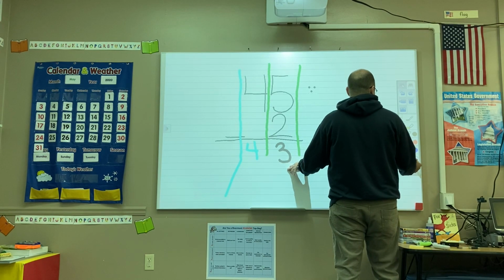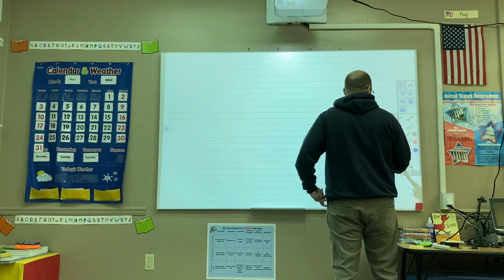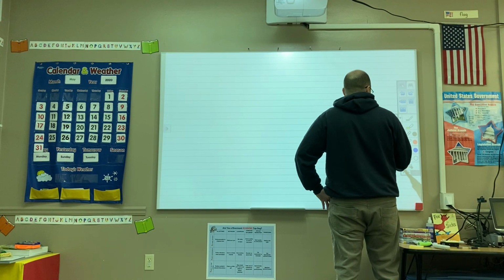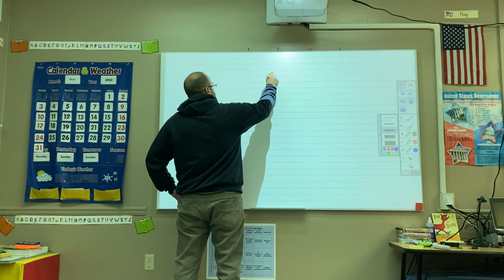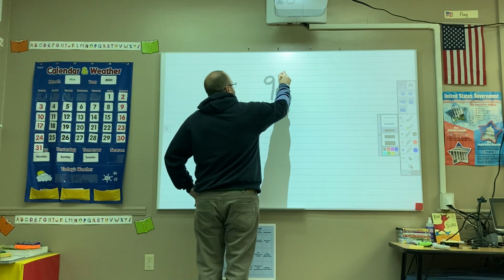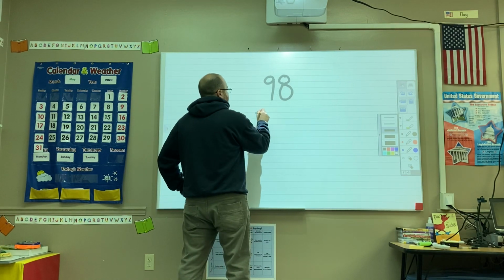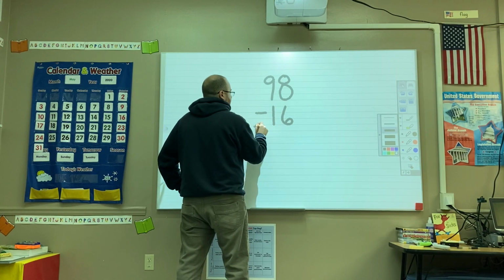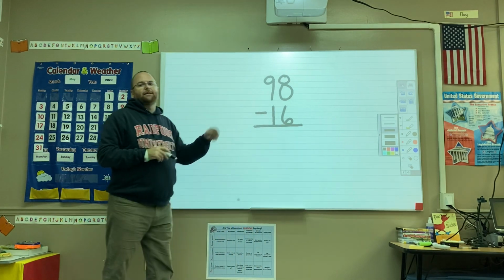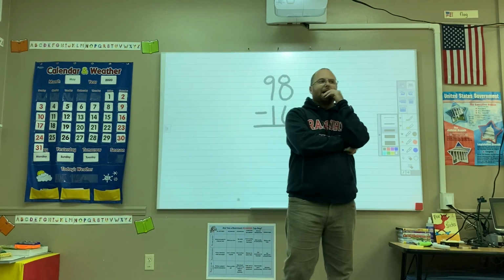All right, let's try one more. I'm going to give you a second to try to answer this problem on your own. And then we're going to do it together. So let's try. Let's go big. 98 minus 16. What is 98 minus 16? How do you take 16 away from 98? How do you figure that out?